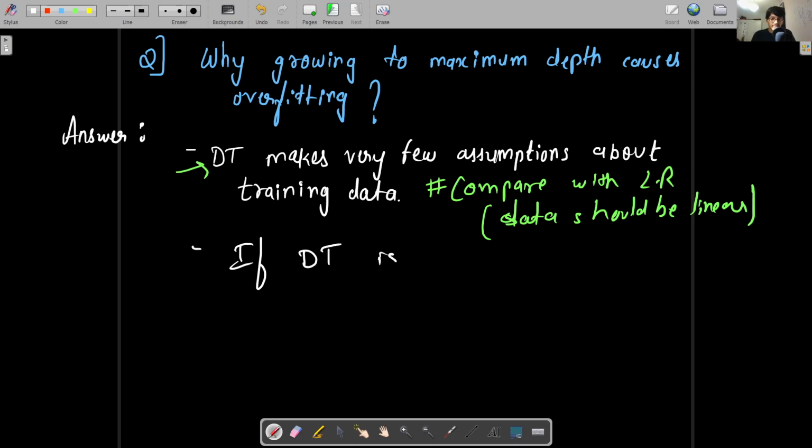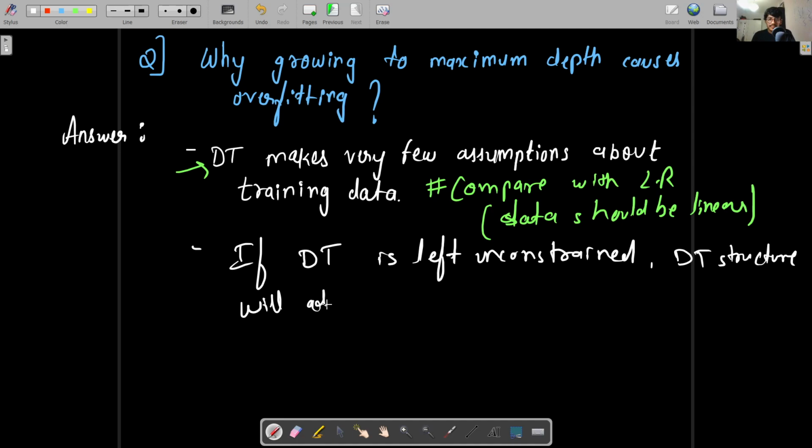if a decision tree is left unconstrained, so if we will not regularize it, then the decision tree structure will adapt to the entire training data, isn't it? Because we are not concerned about the linearity of the data or anything, even scale, nothing.